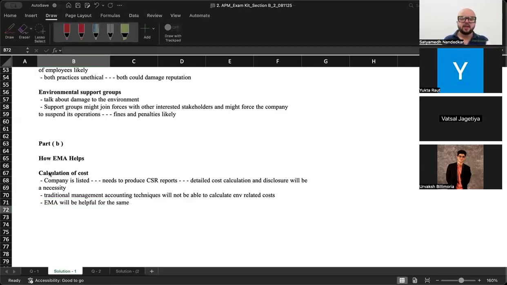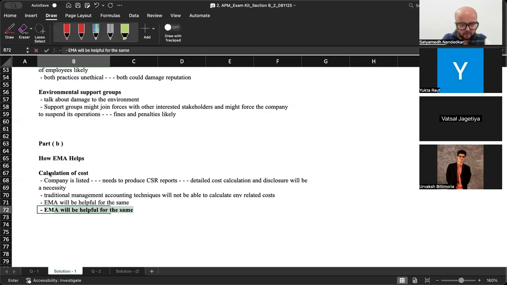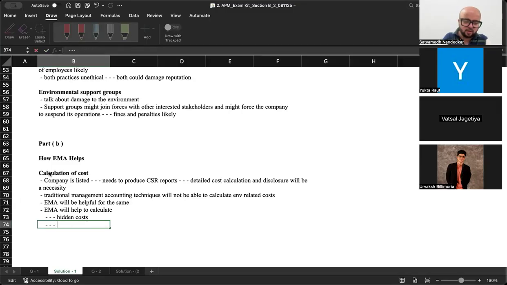Okay. Now write down what all EMA will help you to calculate. Okay. EMA will help to calculate what all? It will help you to calculate hidden costs. Okay. It will help you to calculate cost of contingency.